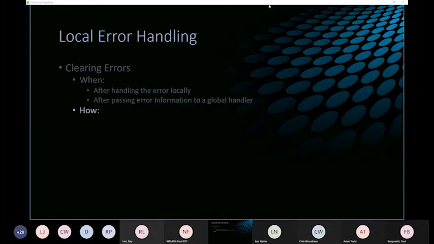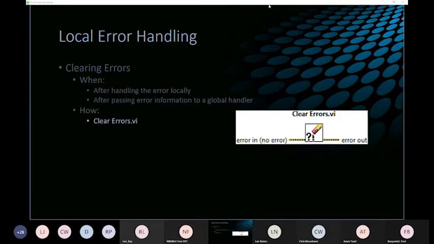So how can we do this? We can use the Clear Errors VI. If you're not familiar with this, it's in LabVIEW. You can just find this in Quick Drop. Basically, any error that comes in on the input cluster is cleared on the output cluster. Now this one, you want to be careful with using this.